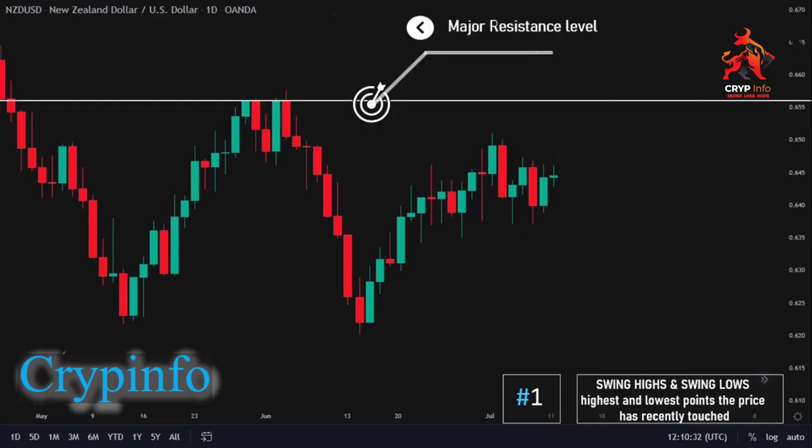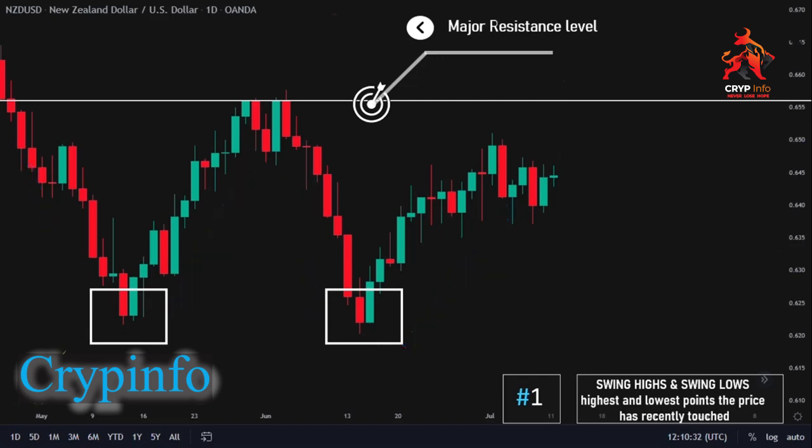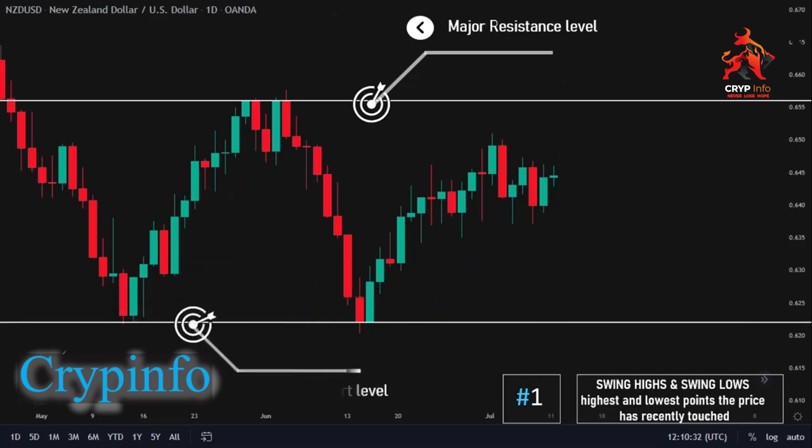So again, here at the bottom, the price dropped, hit, then reversed twice. And this is the lowest point that price has touched recently, so it forms a swing low right here, which we flag as a support level.